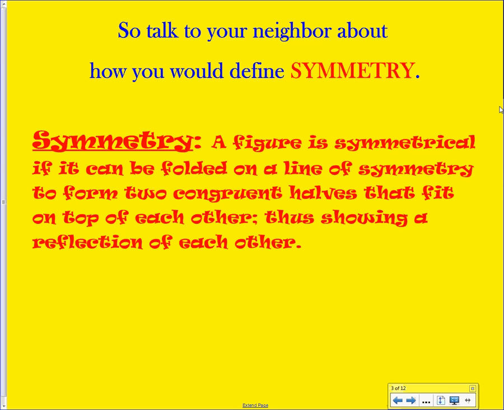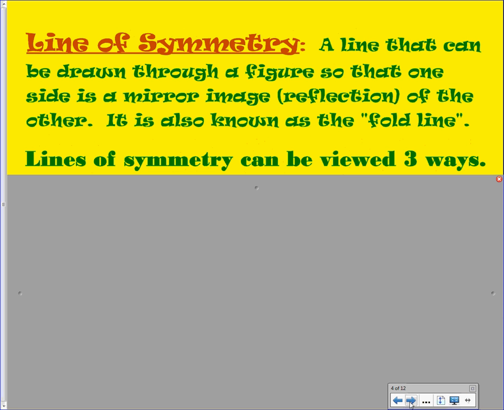And they were able to tell me that a shape is symmetric if you can cut it in half and both sides are exactly the same. Just kind of more common terms.